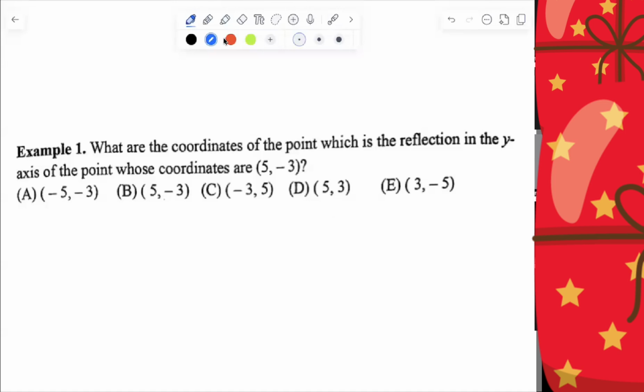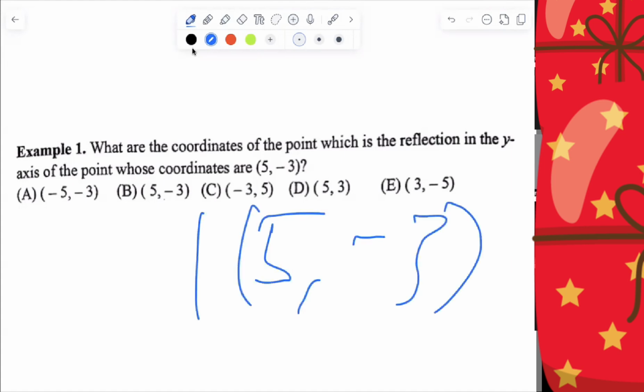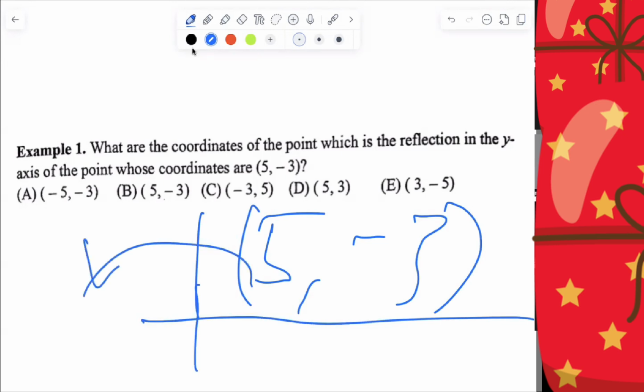Okay, there we go. So the answer was A. Why was it A? Because it's a reflection over the y-axis. If we're reflecting it, we're basically taking the inverse of the x-coordinate, which is -5/3, or A.